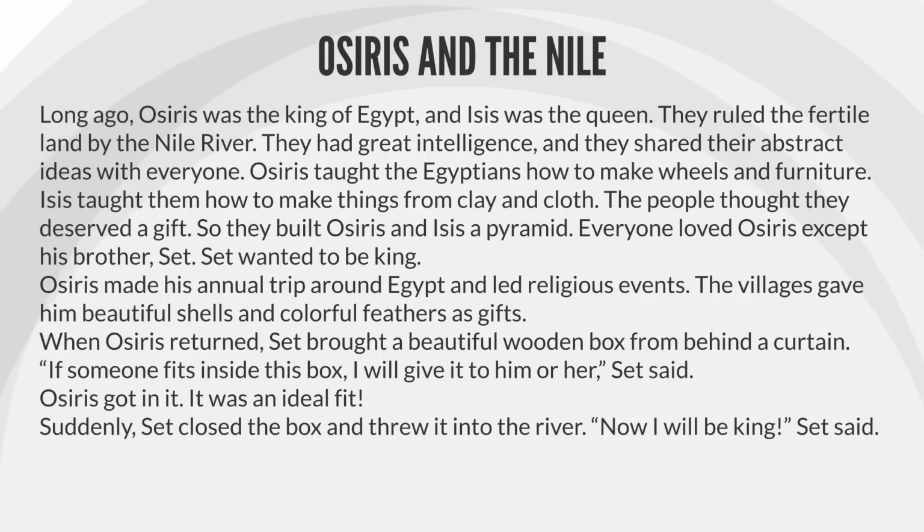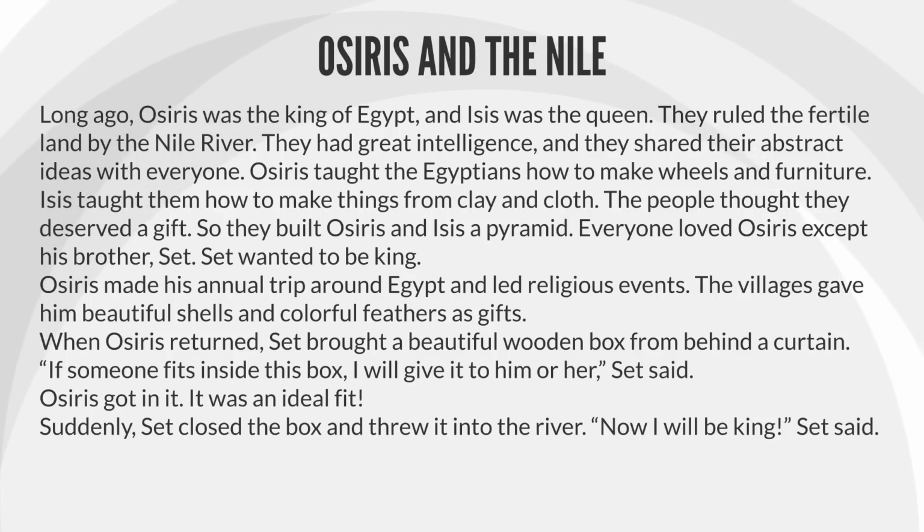Osiris and the Nile. Long ago, Osiris was the king of Egypt, and Isis was the queen. They ruled the fertile land by the Nile River. They had great intelligence, and they shared their abstract ideas with everyone. Osiris taught the Egyptians how to make wheels and furniture. Isis taught them how to make things from clay and cloth. The people thought they deserved a gift. So they built Osiris and Isis a pyramid.